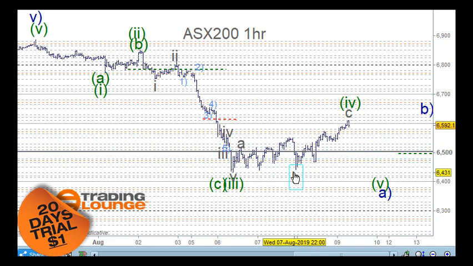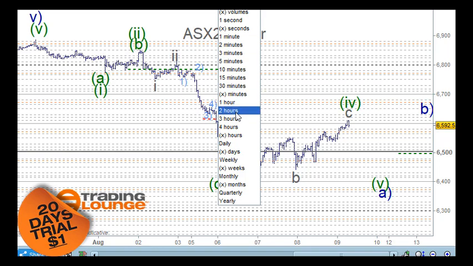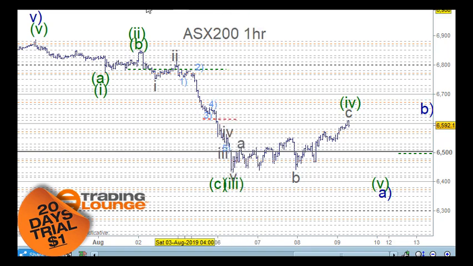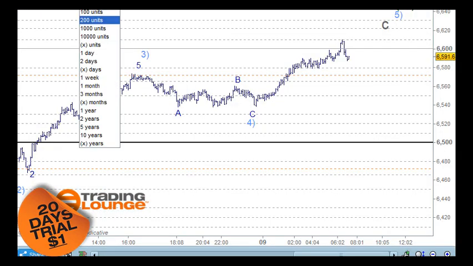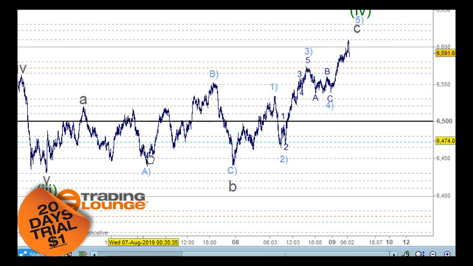So an A and a B, and then we're going up for a C wave here. And a C wave, it's got 5 waves in it, unless it's a triangle. So we have got 1 and 2 and 3 and 4 and 5 here for that. We can look at that in a little bit more detail as well, which I'll do now. Just go to the tick chart here. Just bring in some more data here.